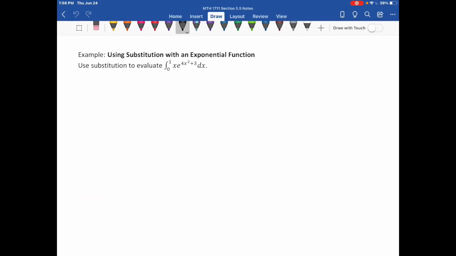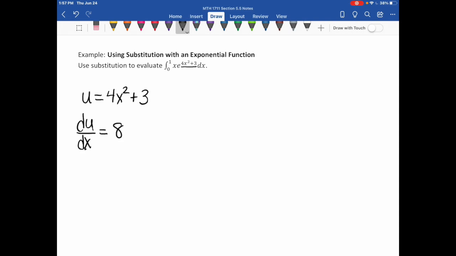Next example, we are going to practice evaluating definite integrals again using substitution. So I'm going to make a guess that my inner function is going to be 4x squared plus 3. Now don't forget, if you pick the wrong u and it doesn't work, just simply go back and try a different u. That's all there is to it.